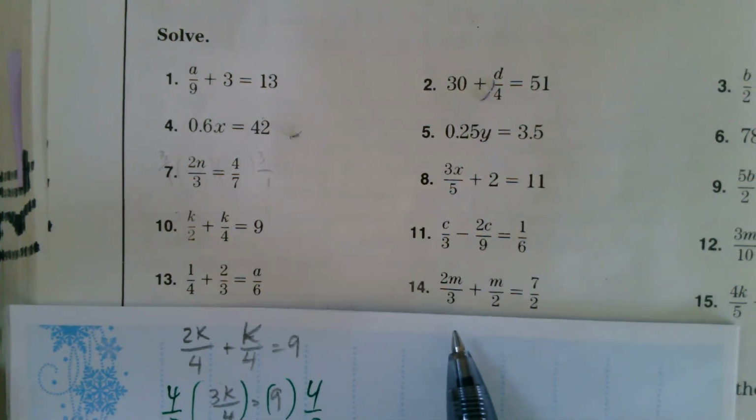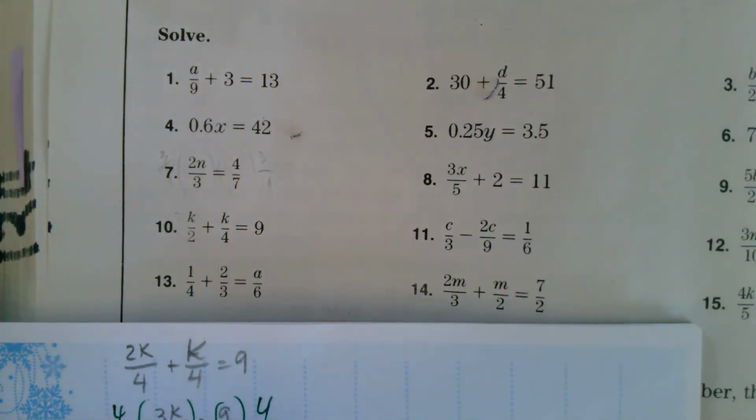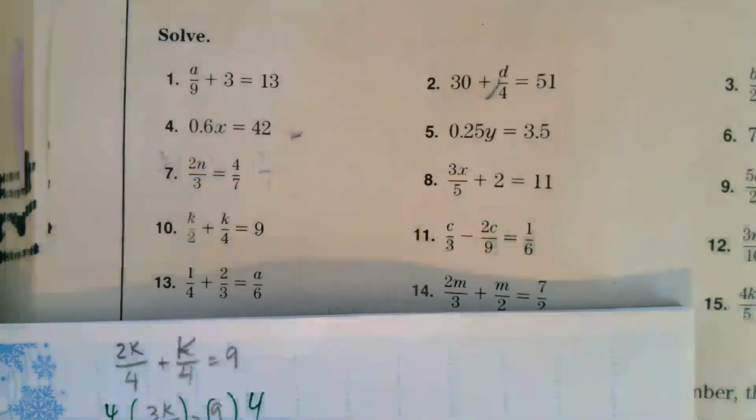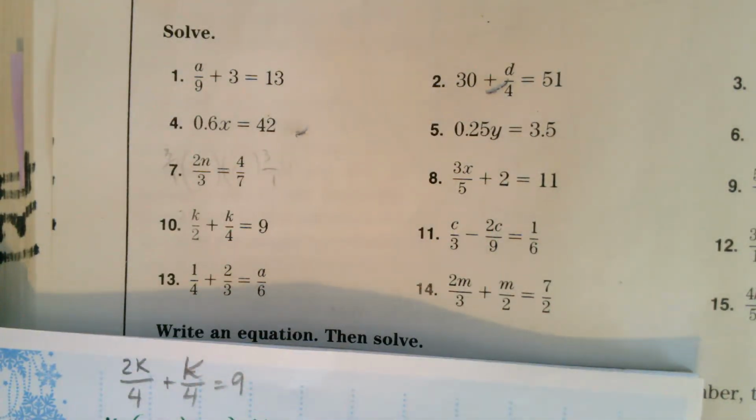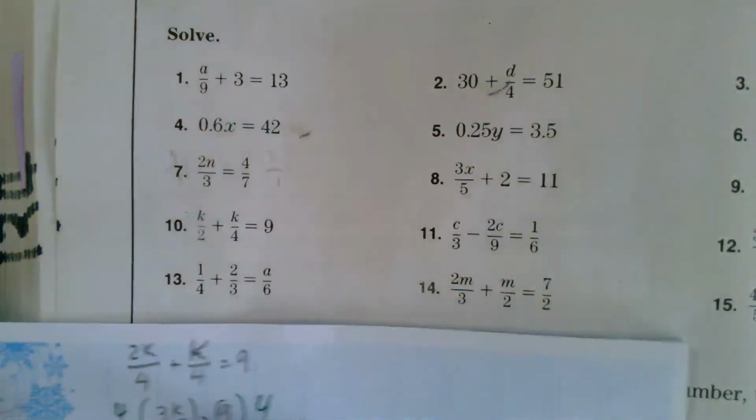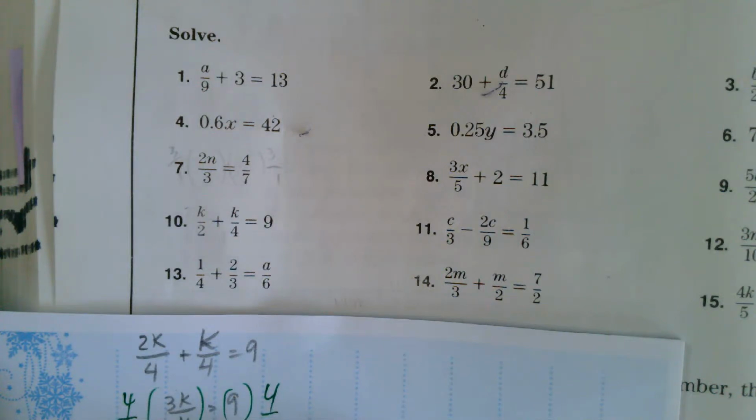Let's do 14. 14. Do you move your paper? Sure. Thank you. 2m over 3 plus m over 2 is 7x. So times that by 2, times that by 3. So here we get 4m over 6 plus 3m over 6 equals 7x. And those together we get 7m over 6 equal to 7x.